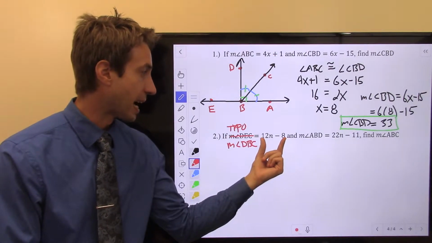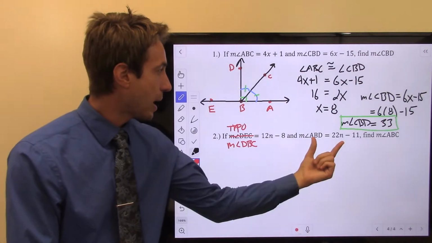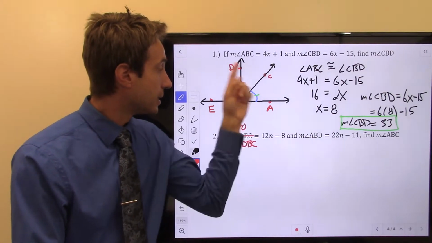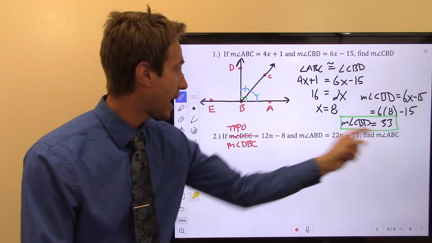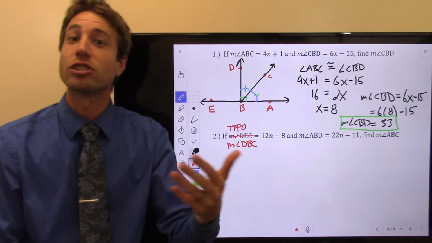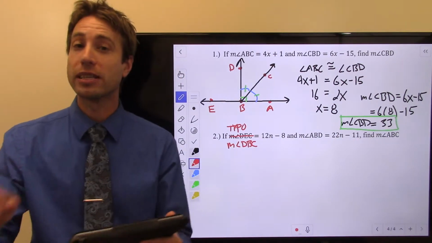Actually, I don't want you to find it. I tell you what that is. And then I give you ABD, BD, fantastic. I give you A, B, D. I want you to find A, B, C. Okay. Looks like another segment addition or angle addition postulate.